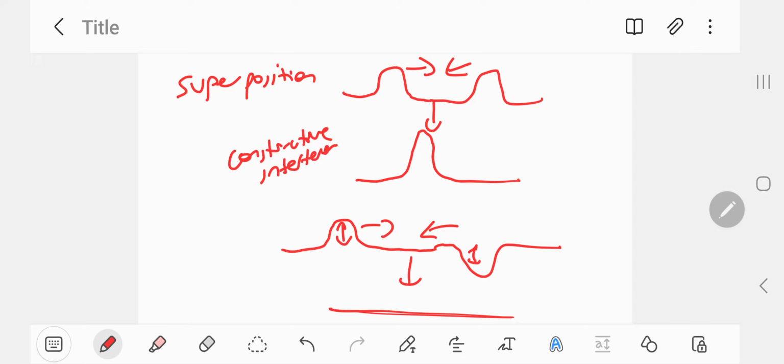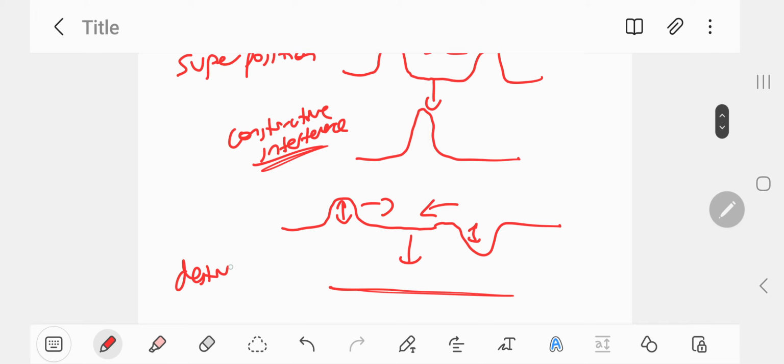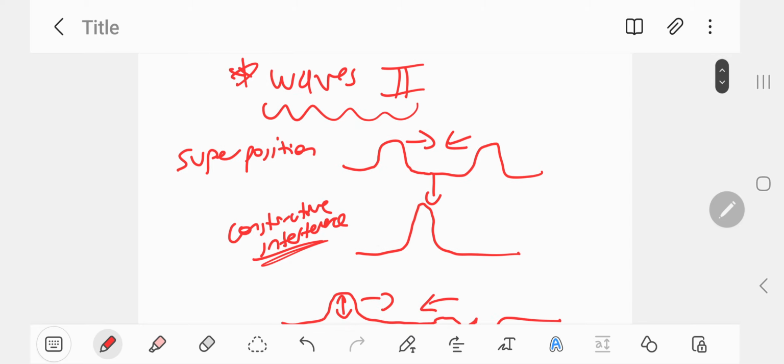To interfere means to interact with something. Bottom one, you get destructive interference. Destructive because the waves have basically destroyed each other. Interference. So that's superposition. Now on to the idea of diffraction.